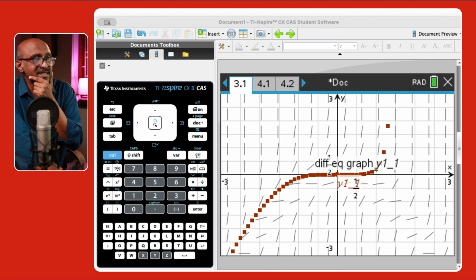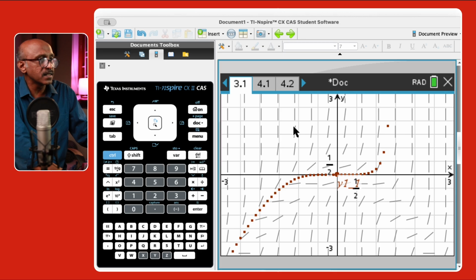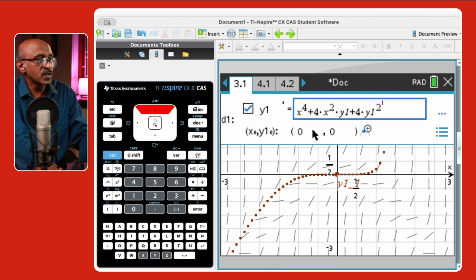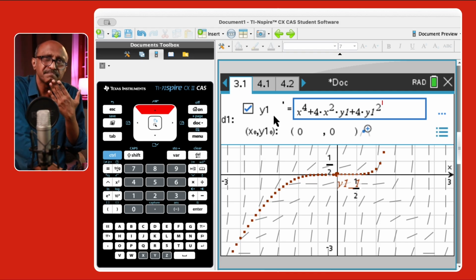Can you see the slope fields? This is the same differential equation, and I'll just show you how I entered it. There you go. By the way, this is on the TI-Nspire 6.2, and this is the CAS version. I don't know whether it will work in the non-CAS. Let me know. This is the CAS version, as you can see.